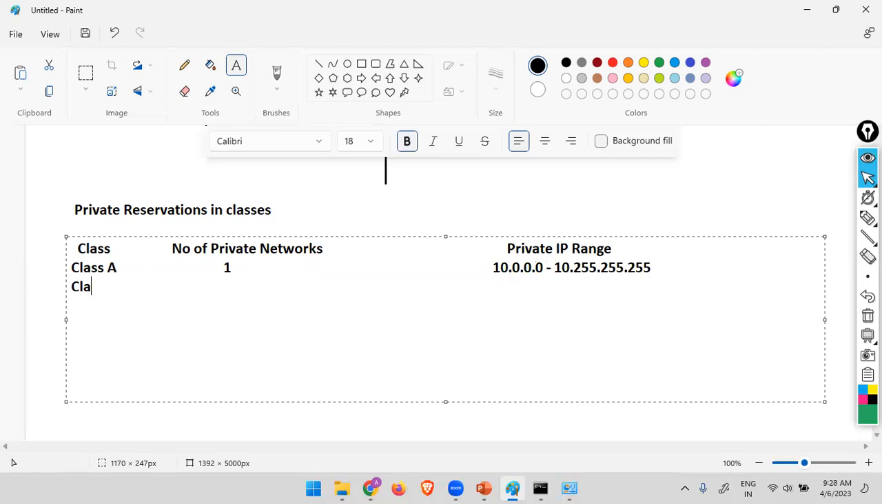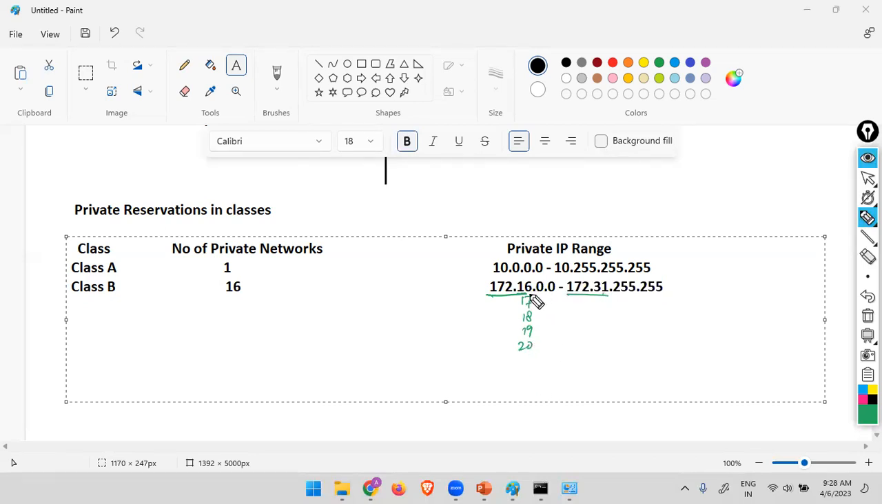Then in case of class B, total 16 networks are reserved. And the range starts from 172.16.0.0 till 172.31.255.255. These are 16 networks. Because in class B, this much part is network, so the network part is changing from 16, then 17 will be a different network, 18 will be different, 19 will be different, 20 will be different.